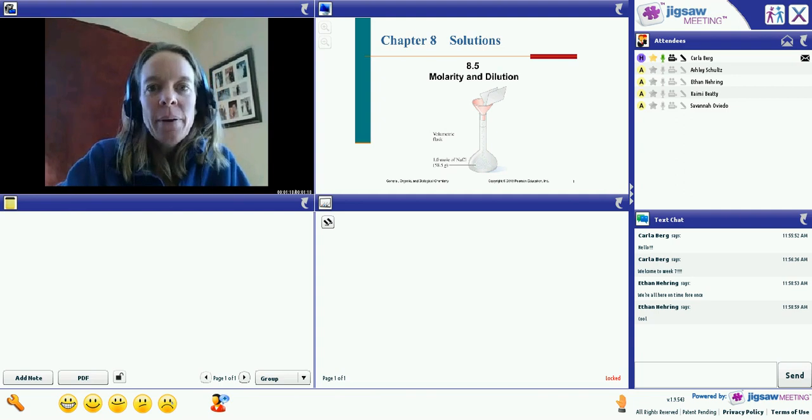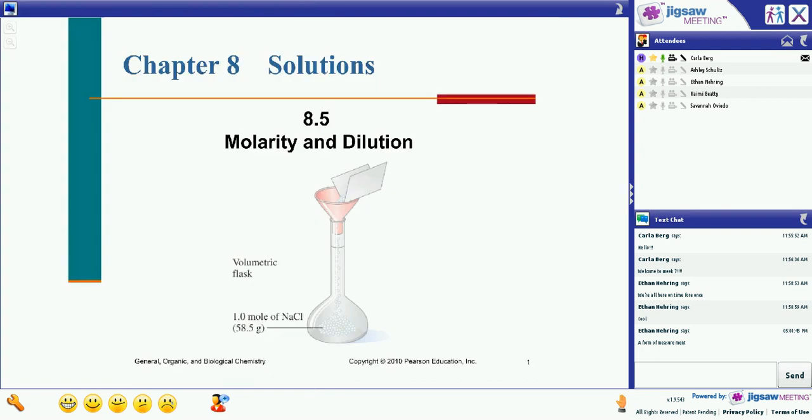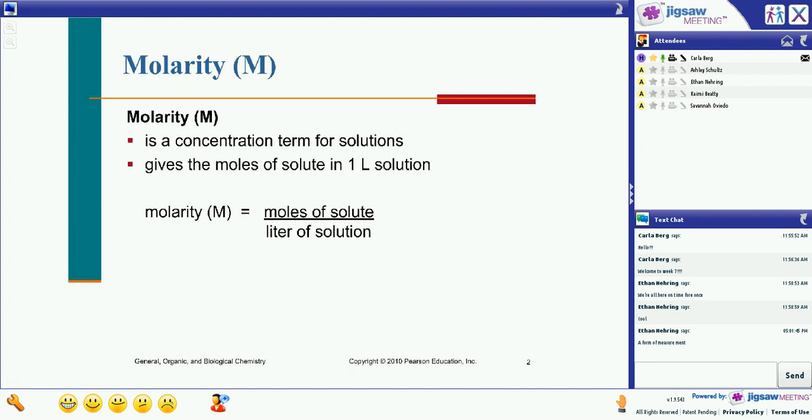All right, so molarity is a big chemistry word. I have it up on your PowerPoint screen right now. Molarity and dilution. It is sort of a measurement. Ethan, good try. It's a concentration. So molarity is the concentration for a solution. It's the moles of solute in a liter of solution.